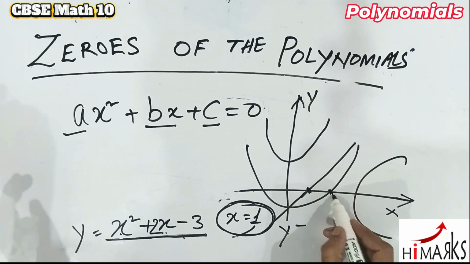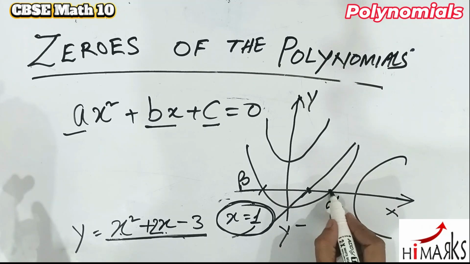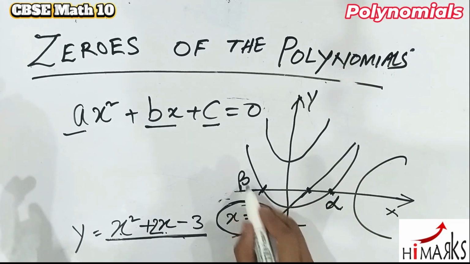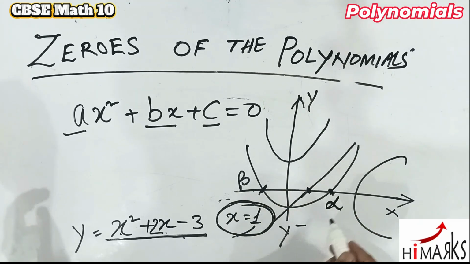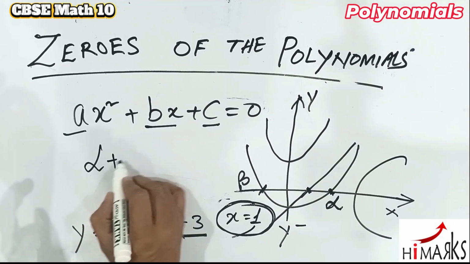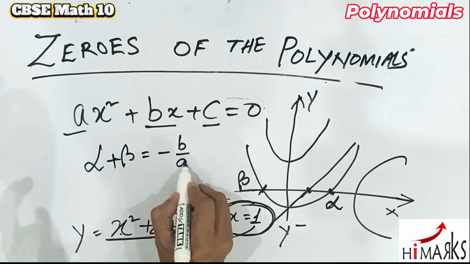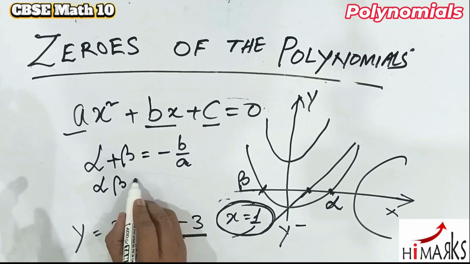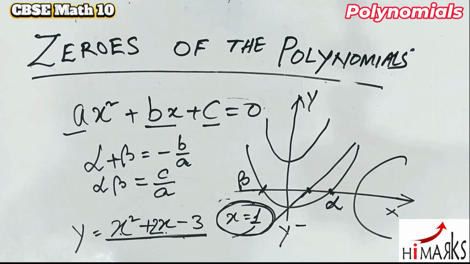These points are called alpha and beta, and they are also called zeros, correct? For a quadratic equation, these zeros alpha and beta, also called roots, have the relation alpha plus beta equal to minus b by a, and one more relation, alpha beta is equal to c by a. These two relations are very important.